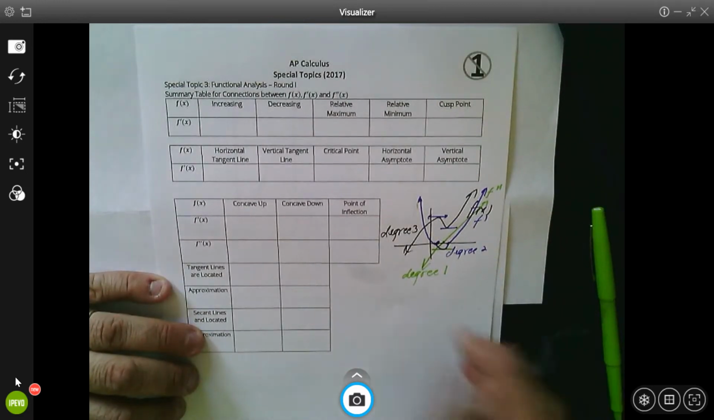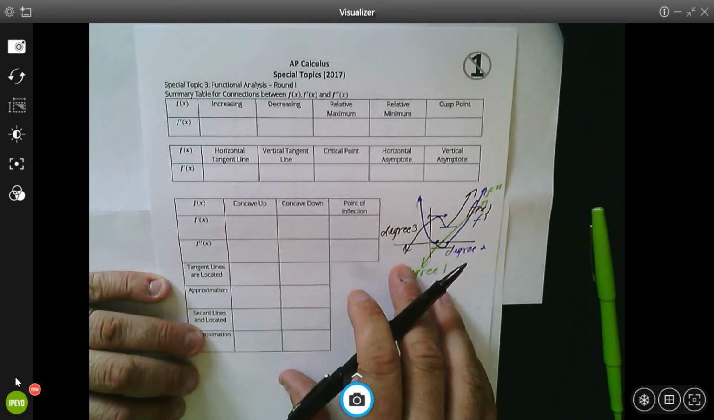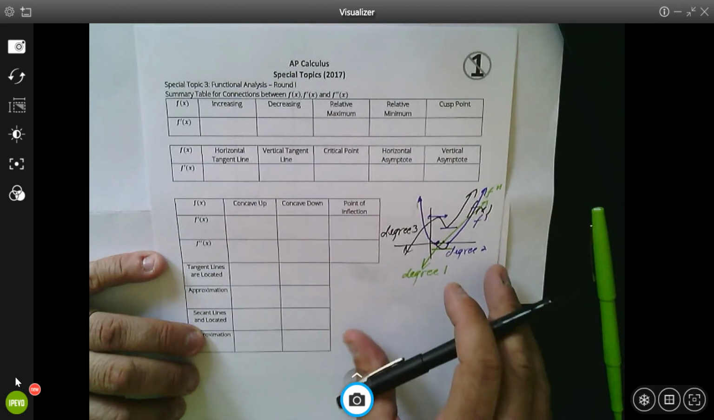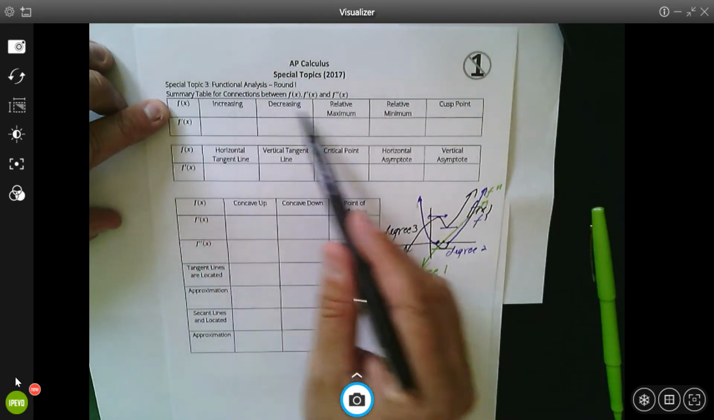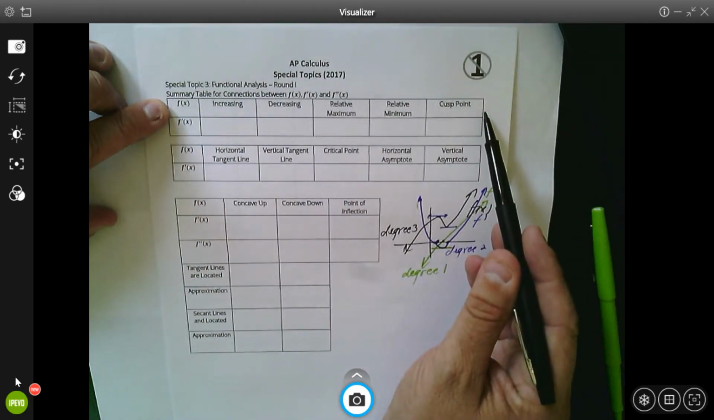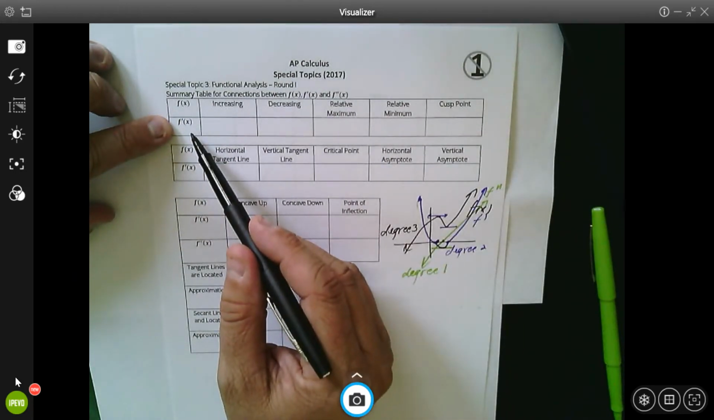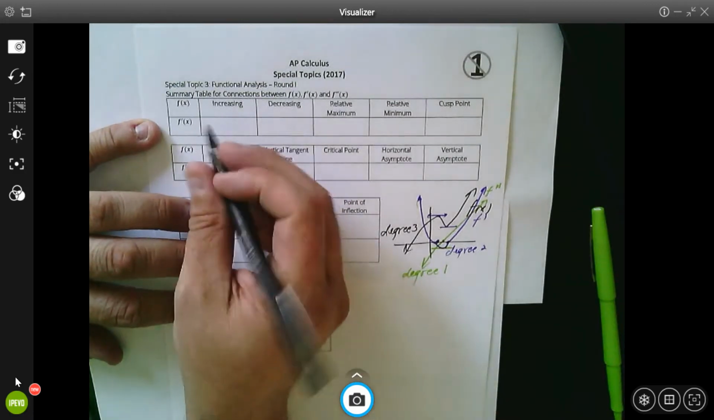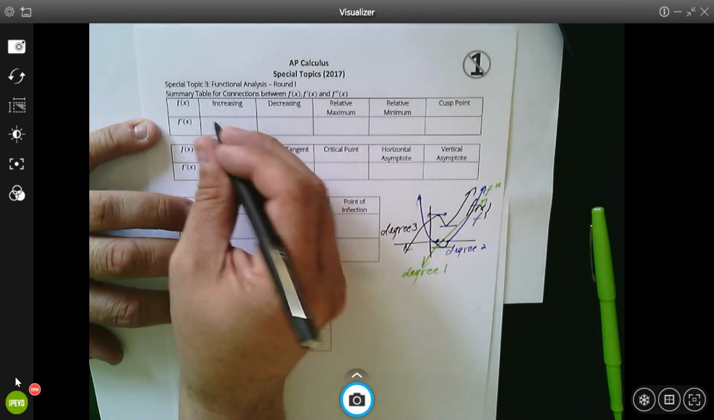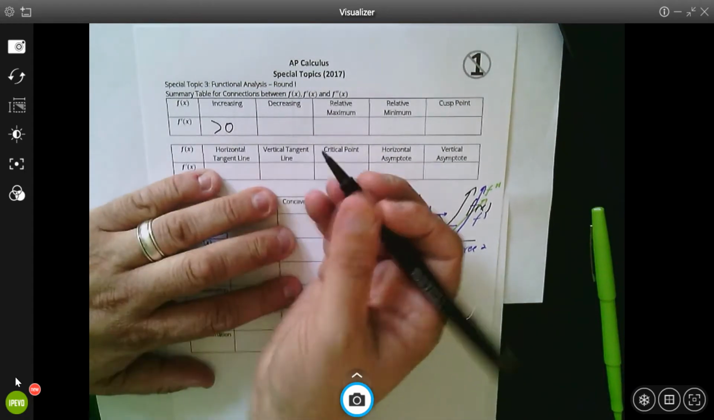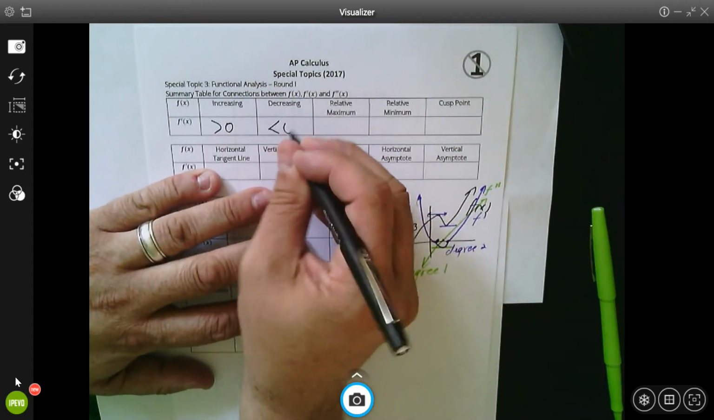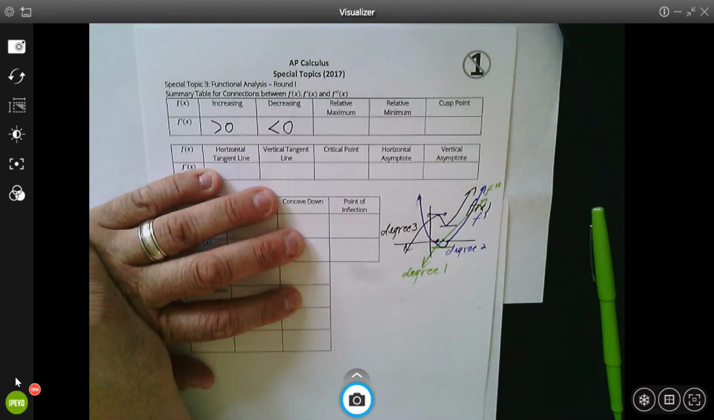What I want to do is fill out the summary table so that you have everything in one place. It might be a little tough to see, but this top row is everything we know about the graph of f. And then down here, we're going to talk about what we know about f prime. So for example, if f is increasing, f prime must be positive. Your derivative is positive. If f is decreasing, f prime is some negative value.